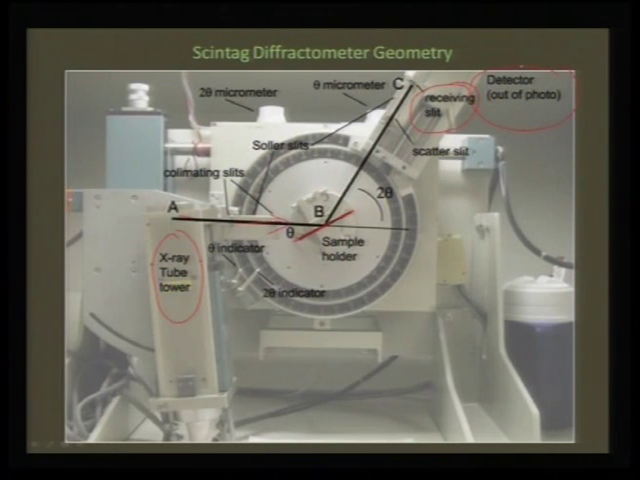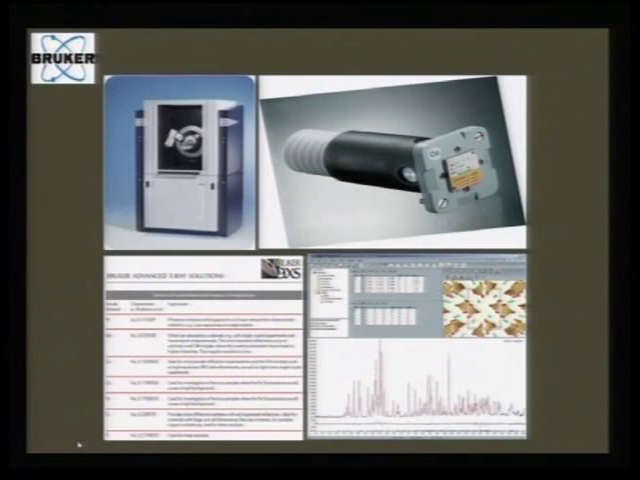Therefore, present generation diffractometers not only have an X-ray machine, but they also have a computer to record your data. So this is the assembly of a diffractometer, and Bruker is another company which brings different versions of this X-ray diffractometer. There are several versions of diffractometers that are available.